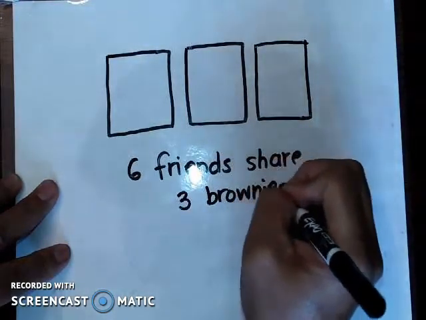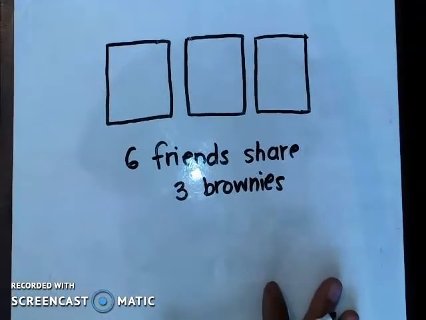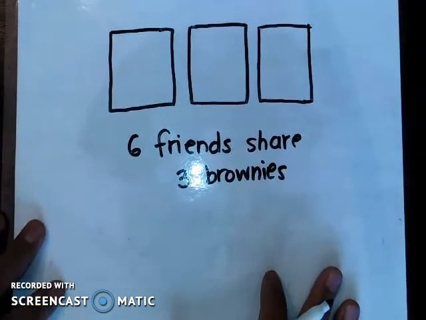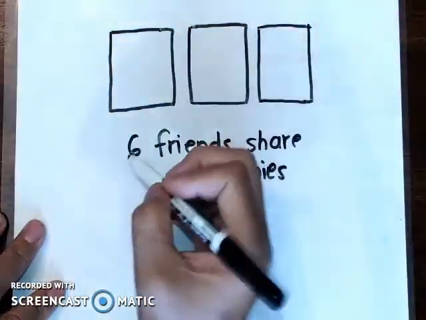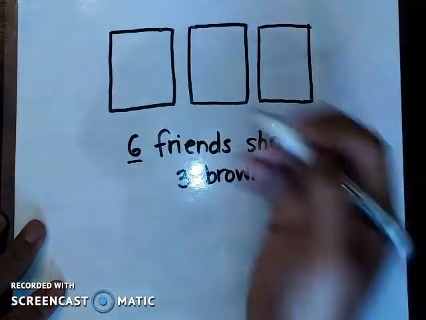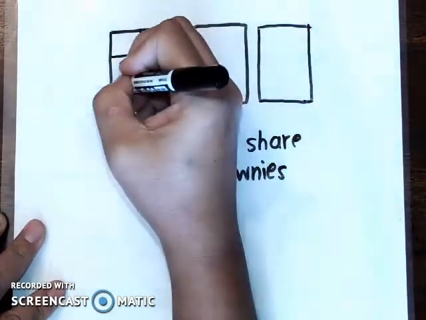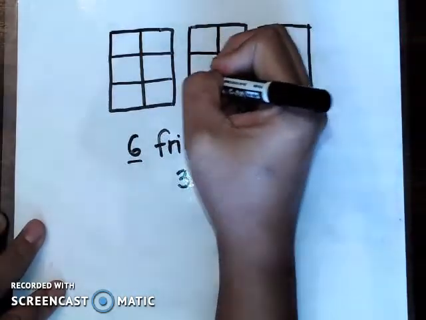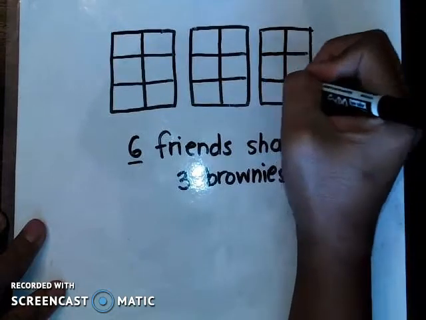How can I split this up between 6 friends? Well, there are a couple of ways, right? So right here, we can split each one into how many friends there are, right? And how many friends do we have? 6. So we're going to take each one and we're going to split each into 6 equal parts. That way everybody gets an equal amount. So that's one way we could do it.